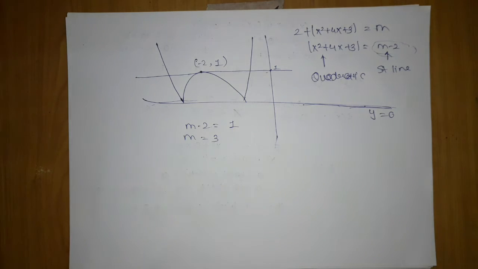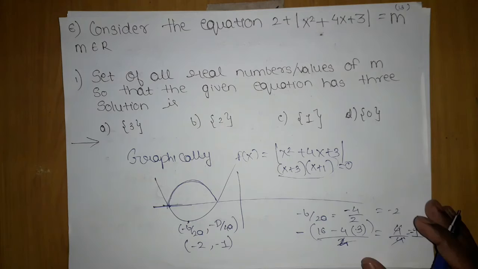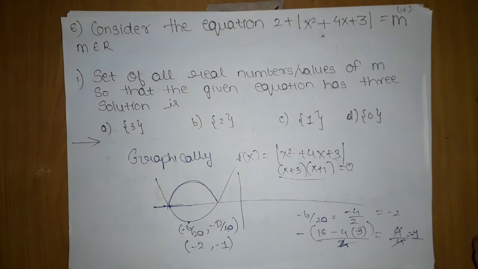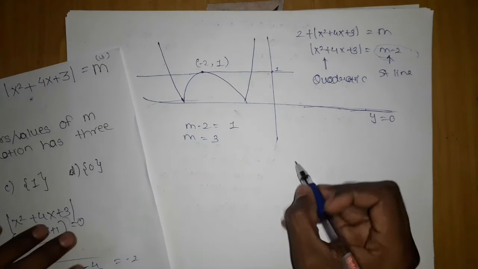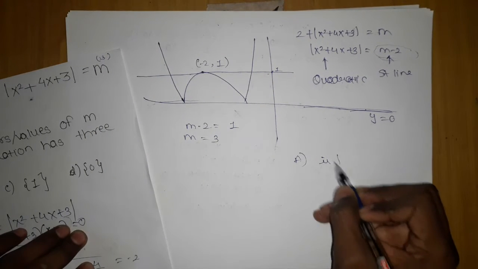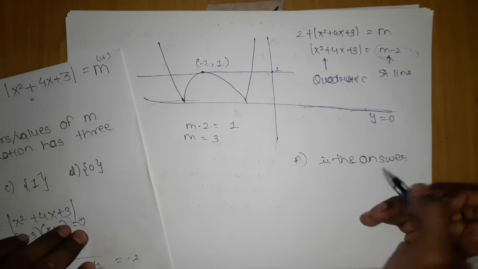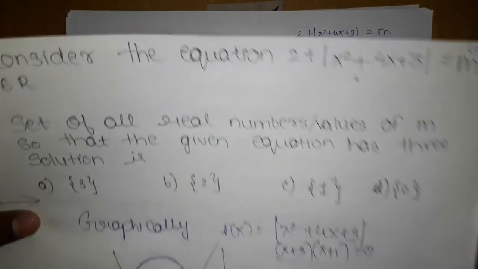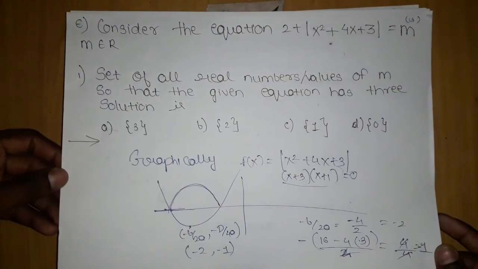So let's see the options. Here you can see they have given 3, the value of m. So A is the answer. This question hardly takes about 1 minute. Don't invest much time in this question, otherwise it will cost you, and you have to pay back in a very hard way.